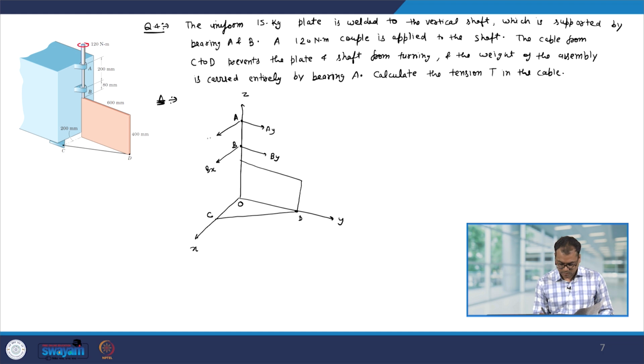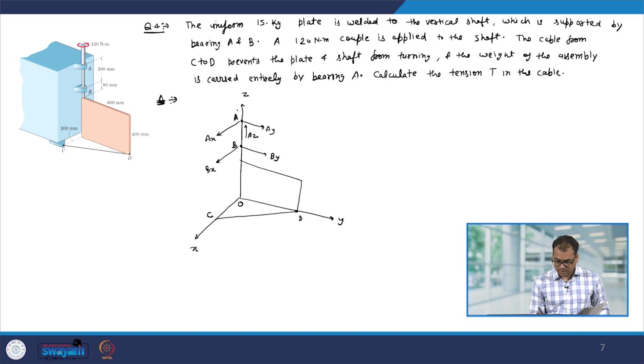Ay, Ax and Az. This force Az is going to act at A because the weight of the whole setup is supported at point A. It is written in the question that the weight of the assembly is carried entirely by bearing A. So, therefore, at point B, it cannot support the weight, so no vertical force is going to act at point B.